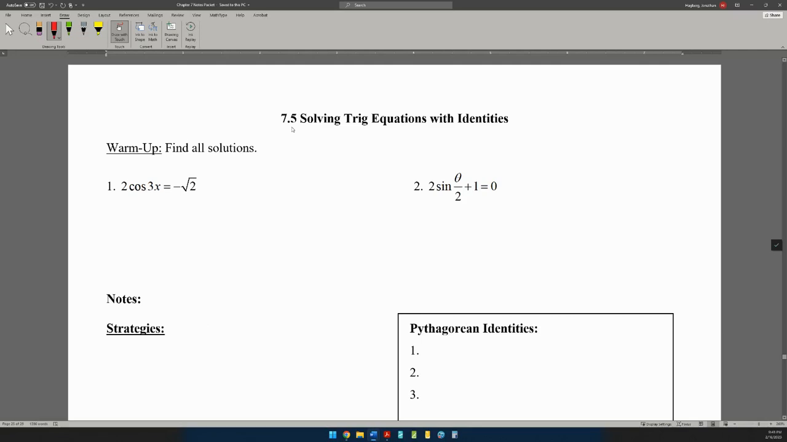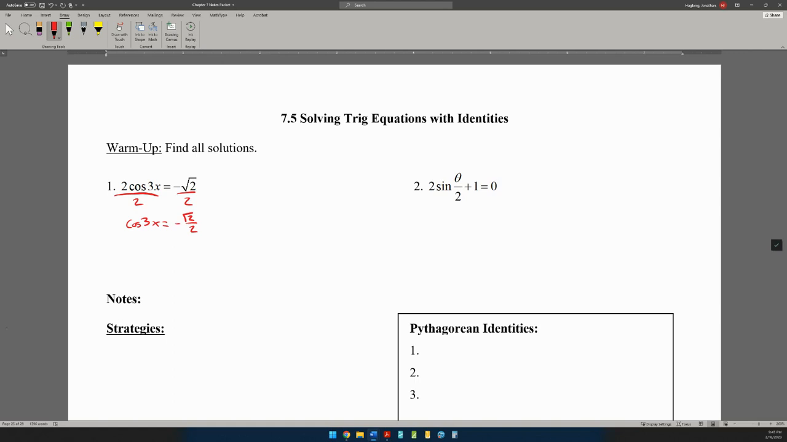Hi everyone. Today we're going to be completing our notes on 7.5, solving trig equations with identities. I want to start with this warm-up, numbers 1 and 2. Here we have 2 cosine of 3x is equal to negative root 2. In order to solve this, we're going to divide both sides by 2, and we're going to get that the cosine of 3x is equal to negative root 2 over 2.